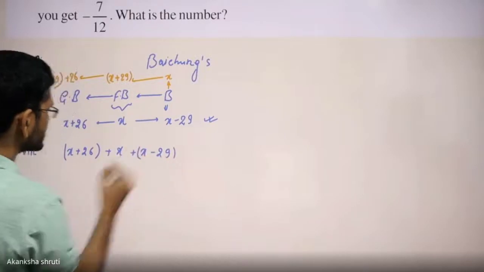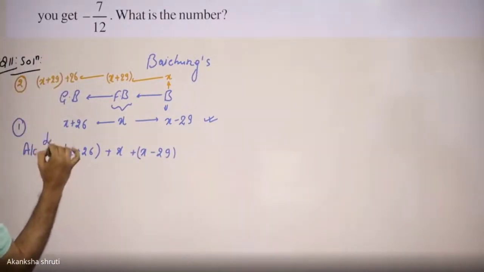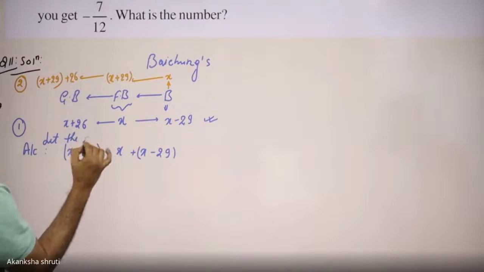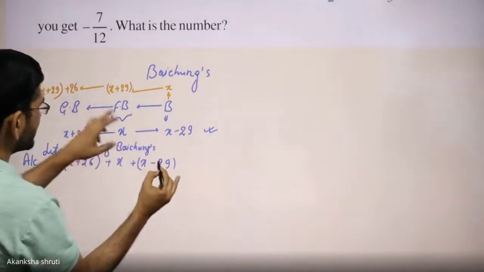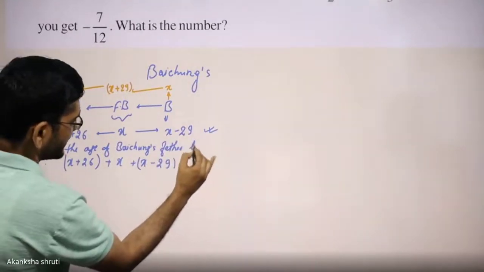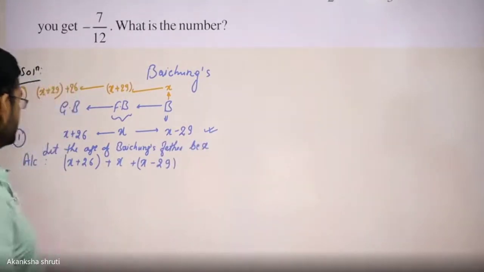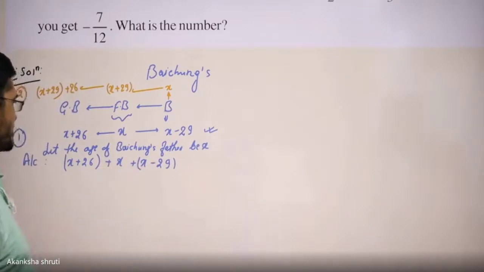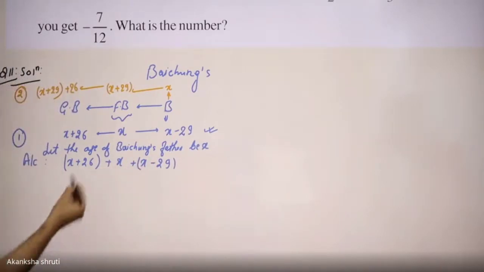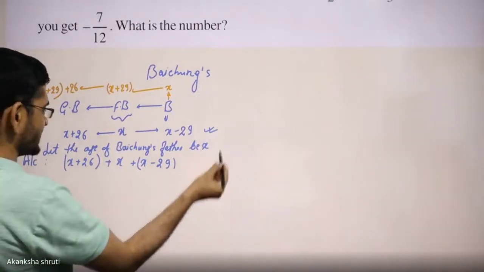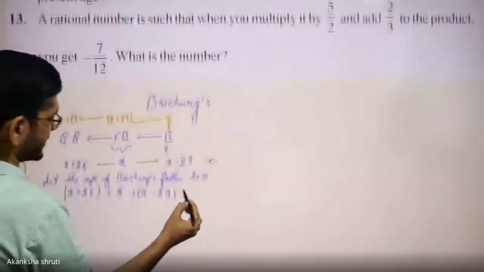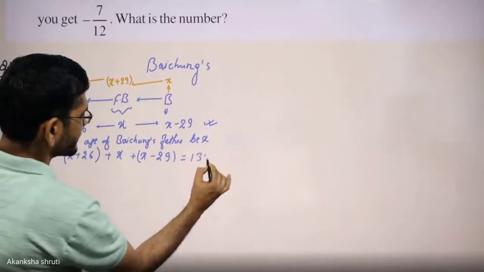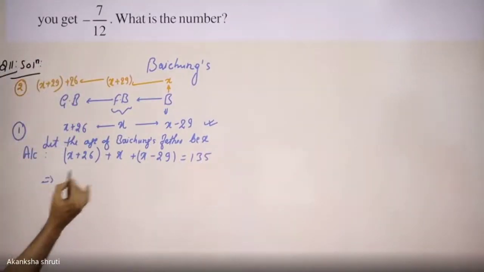Here, what have we assumed, students? We have assumed that the age of Bechung's father is x. Then we have written the age of Bechung's grandfather as x plus 26 and the age of Bechung's itself as x minus 29. The sum of all these ages is 135. So from here we need to find x.